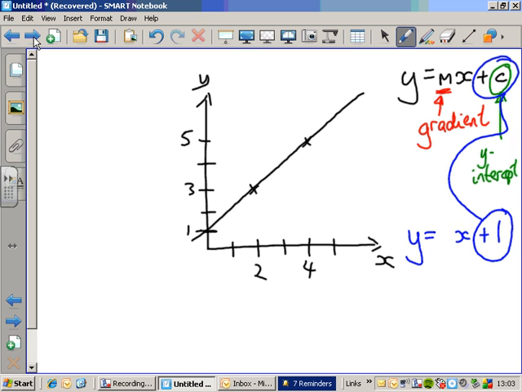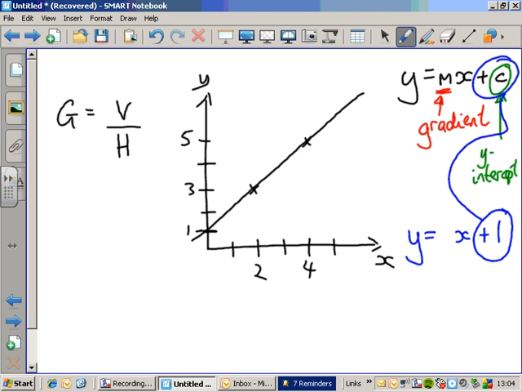Now we need to work out the gradient in order to be able to know what the m bit is, the multiple of x, the coefficient. Let's have a look. To do that, what we need to do is find the gradient, and we find the gradient, I'll call it g, by measuring the vertical distance travelled and dividing that by the horizontal distance travelled, and that's between any 2 points. So we need to find 2 points on our line between which we can measure how far up and how far across we have travelled.